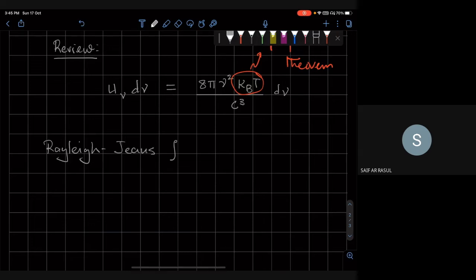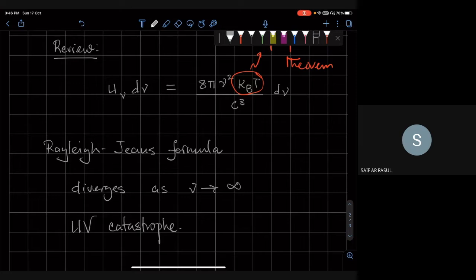So obviously, let me write those words: the Rayleigh-Jeans formula diverges as the frequency goes to infinity. So that's why it's called the ultraviolet catastrophe. And the Rayleigh-Jeans black body radiation was an active field of research at the end of the 19th century. A lot of theoretical physicists were trying to find a way to explain this.